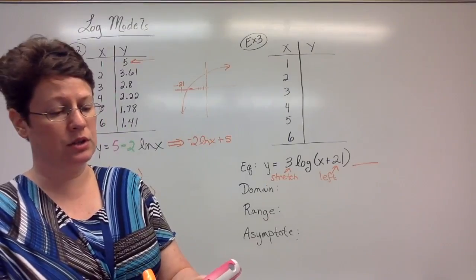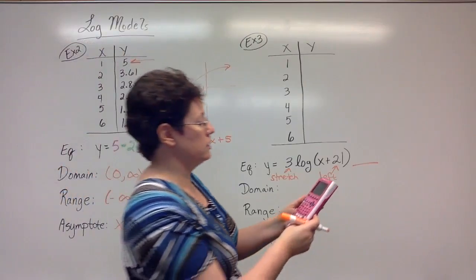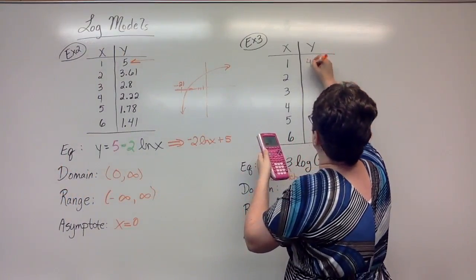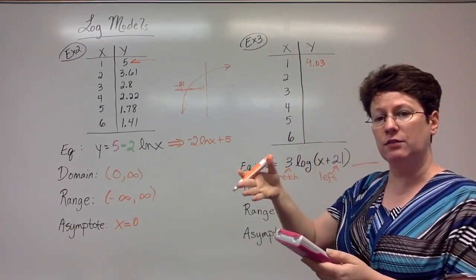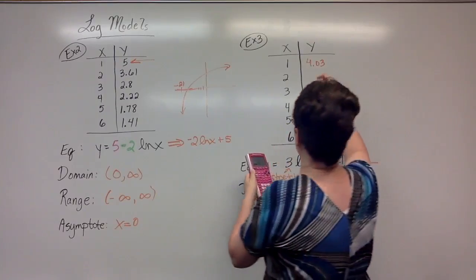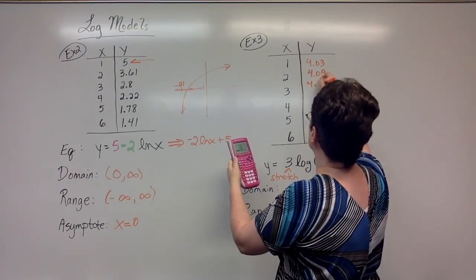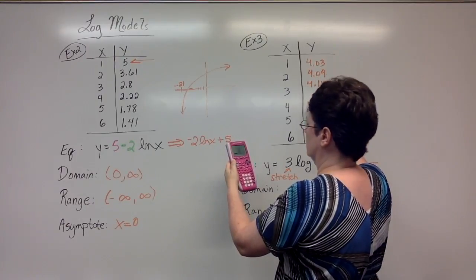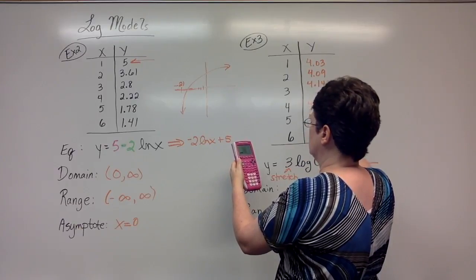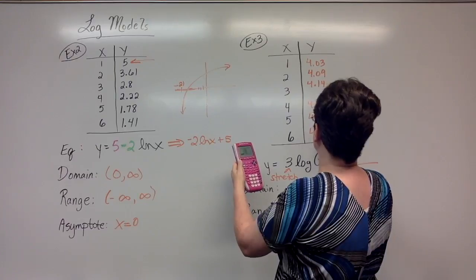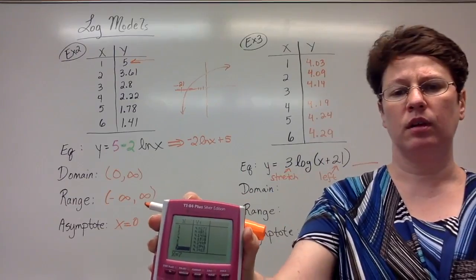Okay, but we need some values for our table. So the table, they want us to start at 1. Okay, so I'm going to go to 1, and what is it? So I got a 4.03. Remember, you're rounding, so the 2, since there's a 7 that follows it, becomes a 3. Then I have what? 4.09. Then I have 4.14. For 4, I have 4.19. Then it's 4.24 and a 4.29. All right, so all of these numbers, they're all around 4.